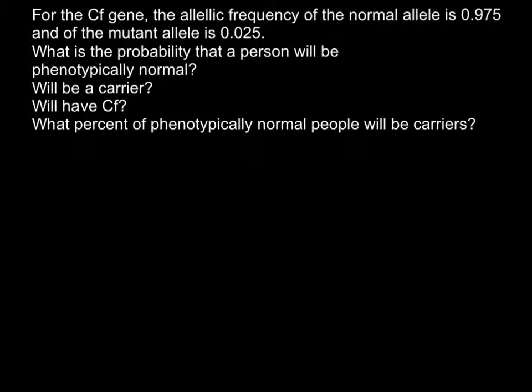Hi, in this video today I want to explain how to solve a population genetics problem using the Hardy-Weinberg formula. Today's problem is, for the cystic fibrosis gene, the allelic frequency of the normal allele is 0.975 and of the mutant allele is 0.025. And here are the 4 questions that we have to answer today.